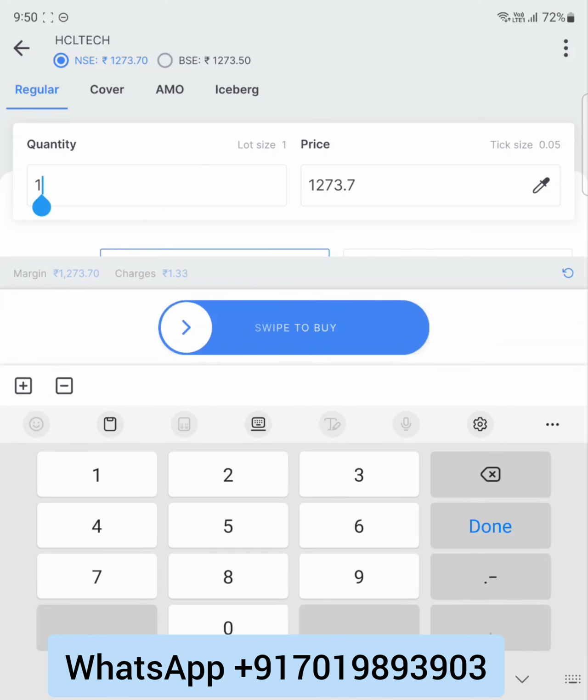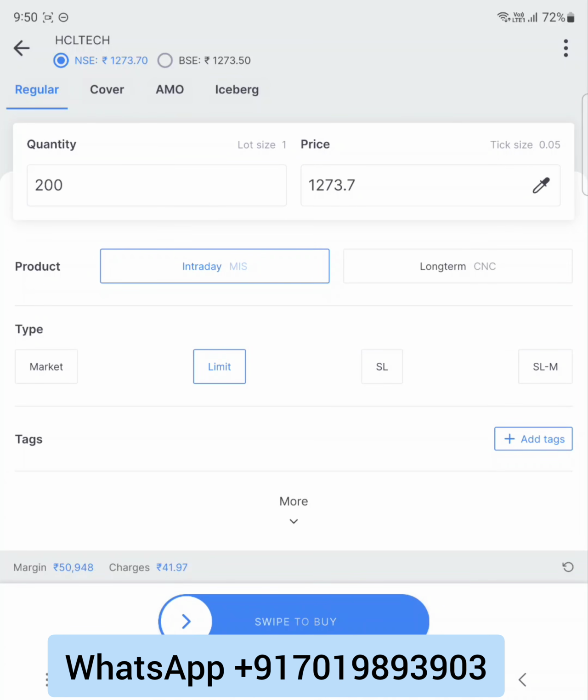Or you can just simply type the quantity you're willing to buy, and it will show the margin required here. If the margin required is showing within your capital, that means you can buy that much quantity. Or if the margin is showing above your capital, then you cannot buy that quantity. So that's a little shortcut, but if you calculate, then you get a correct answer.